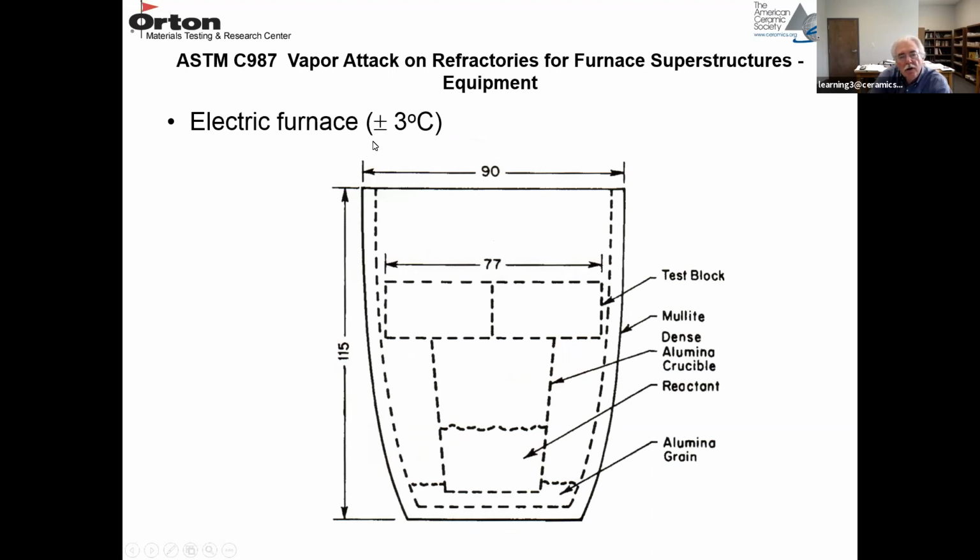You need an electric furnace to run this test with a stable temperature distribution. So here's your alumina crucible. We fill it halfway with the reactant. This is the rectangular prism sitting on top of the alumina crucible, and another larger crucible to give it stability so it doesn't tip over.